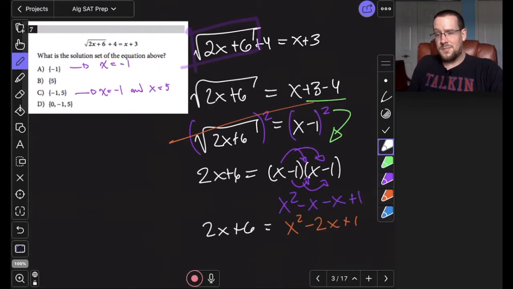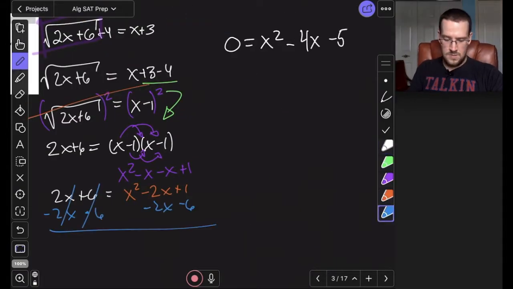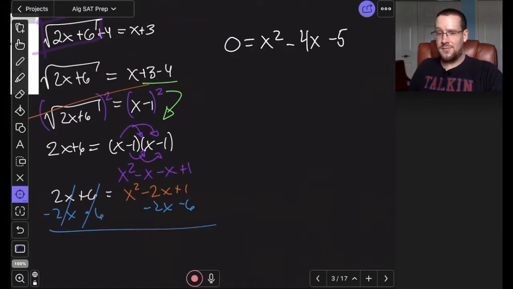So first, outer, inner, last. Now I'm just going to set this equation equal to 0. And here we have a pretty easy factorable quadratic. Factors of -5 that add up to -4. Factors of this that add up to that. Factors of -5 that add up to -4.